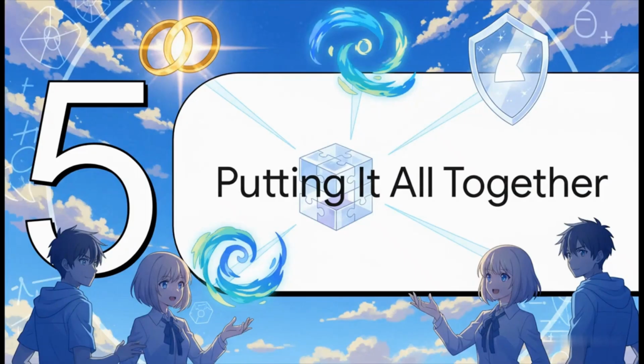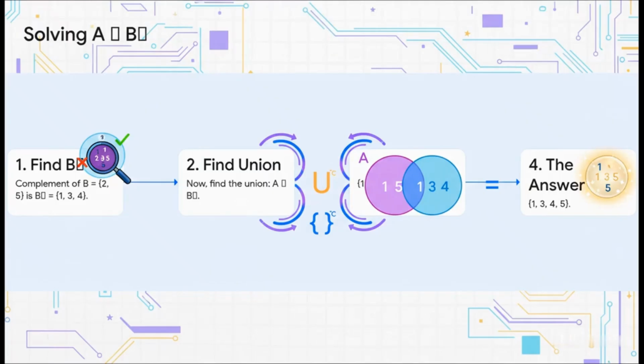Okay, now that we have our 3 main tools in our tool belt, intersection, union, and complement, we can start combining them to solve some much more interesting puzzles. This is where it gets fun. Now, this might look complicated, but we just solve it one step at a time, like order of operations. First, as step 1 shows, we have to figure out the complement of B. Our universe is 1, 2, 3, 4, 5, and B is 2, 5. So everything not in B is 1, 3, 4.